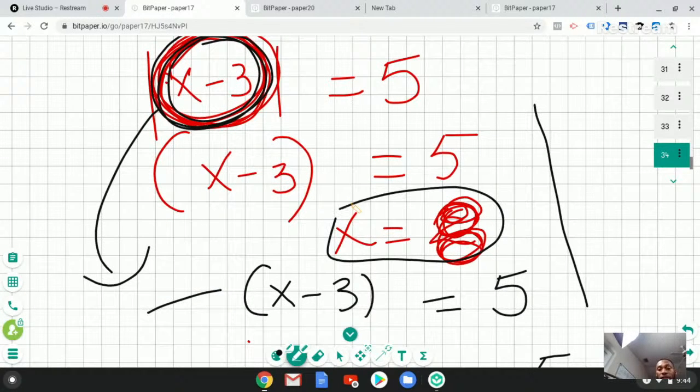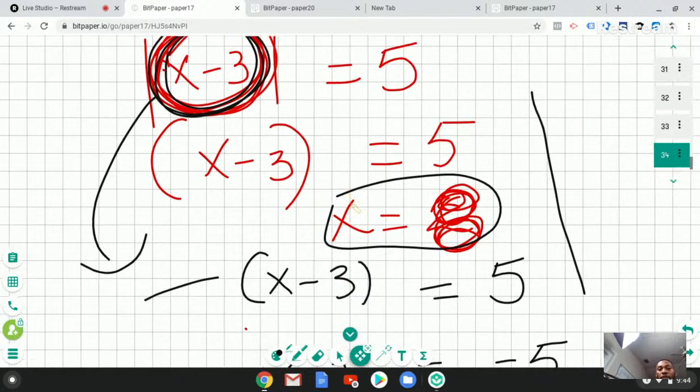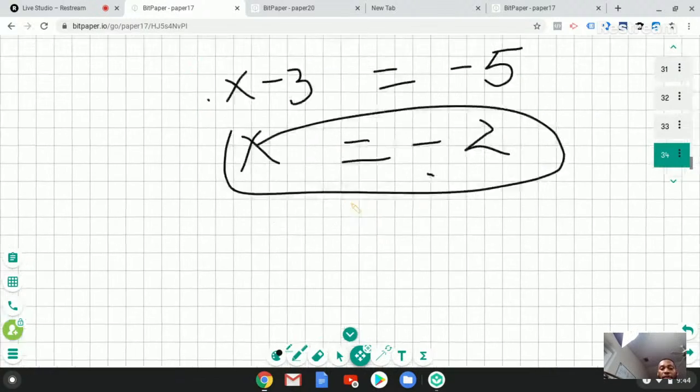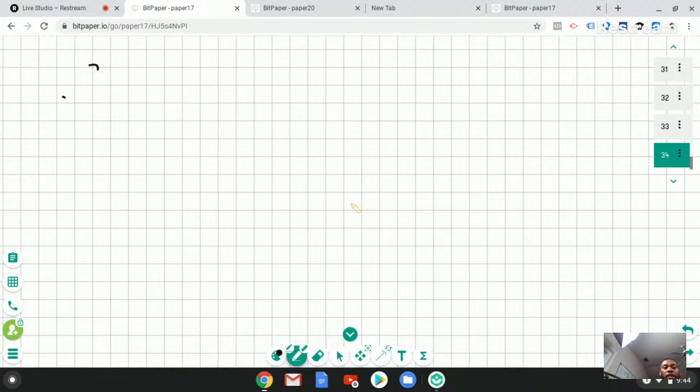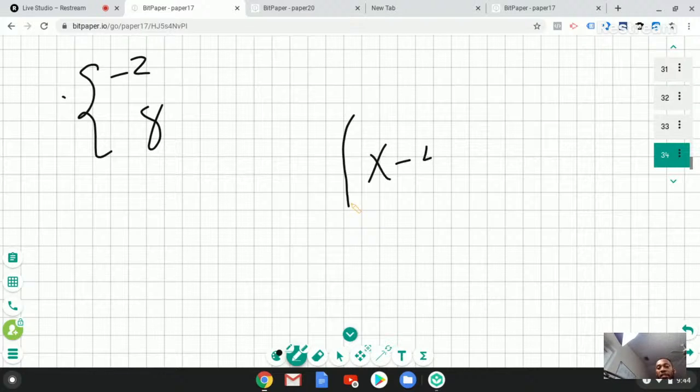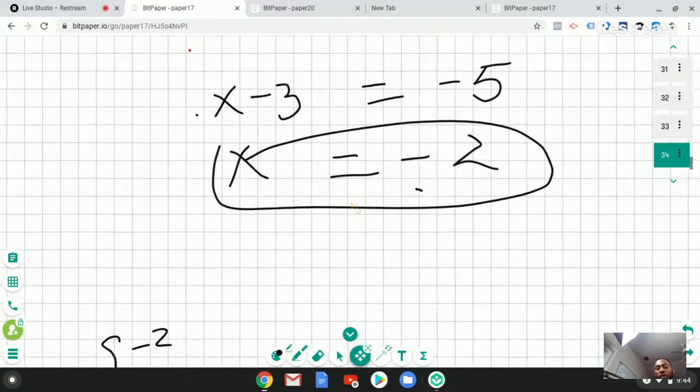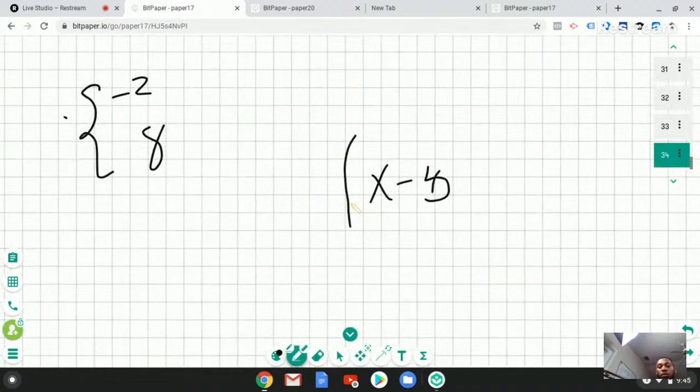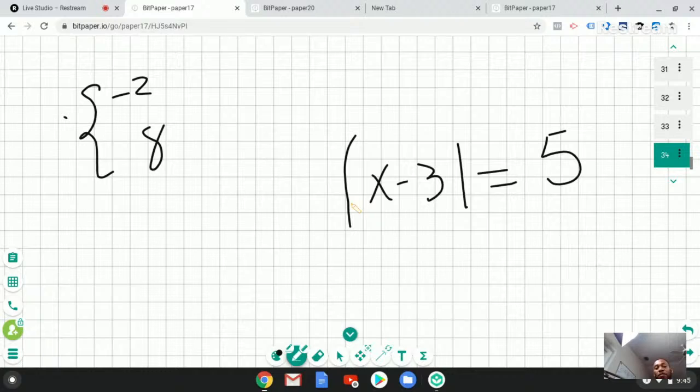So what I had is the absolute value of x minus 3 is equal to 5. So I say the answers are either -2 or 8. So the absolute value of x minus 3 is equal to 5. Is that what we had? x minus 3 is equal to 5. That's what we had.